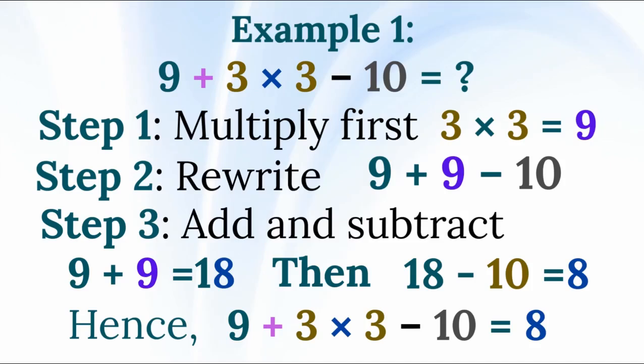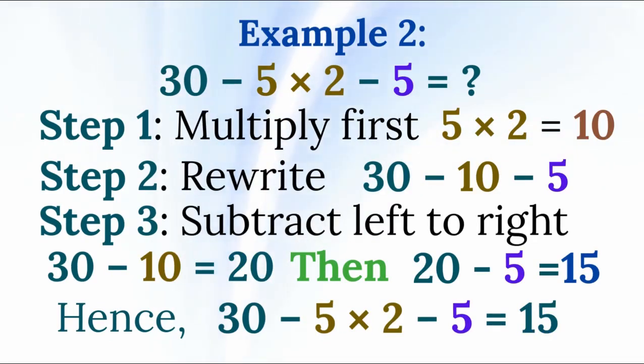Step 1. Multiply first. 3 times 3 equals 9. Step 2. Rewrite. 9 plus 9 minus 10. Step 3. Add and subtract from left to right. 9 plus 9 equals 18, then 18 minus 10 equals 8. Hence, 9 plus 3 times 3 minus 10 equals 8.